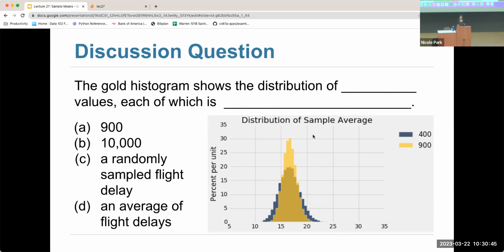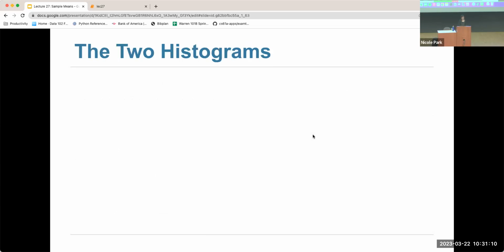The second blank, hopefully nobody put A or B for this, but who put C for the second blank? Okay, and then who put D for the second blank? Okay, this one was a resounding yes for D. This is correct, each of which is an average of the flight delays. So D is correct. We're graphing here those sample averages, and each of the different segments of this is an average of flight delays. Okay, let's move on.